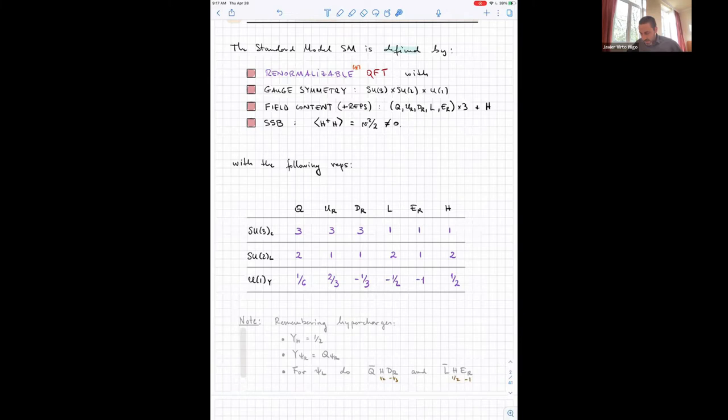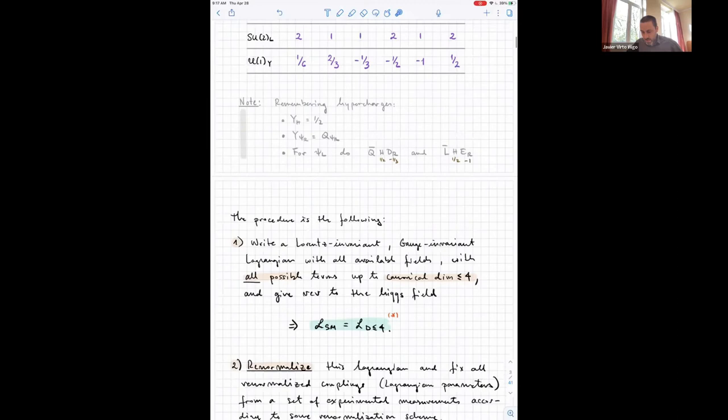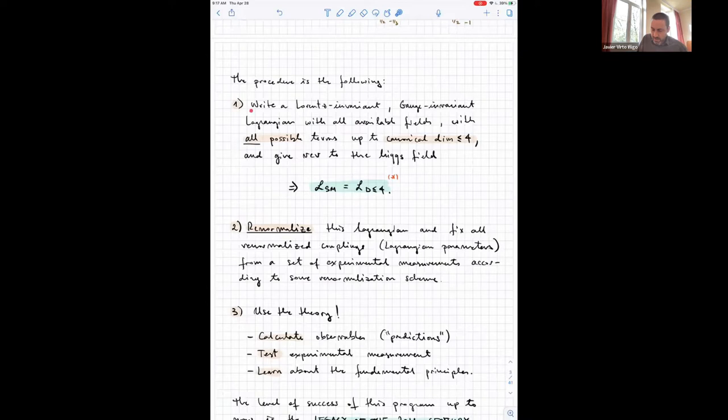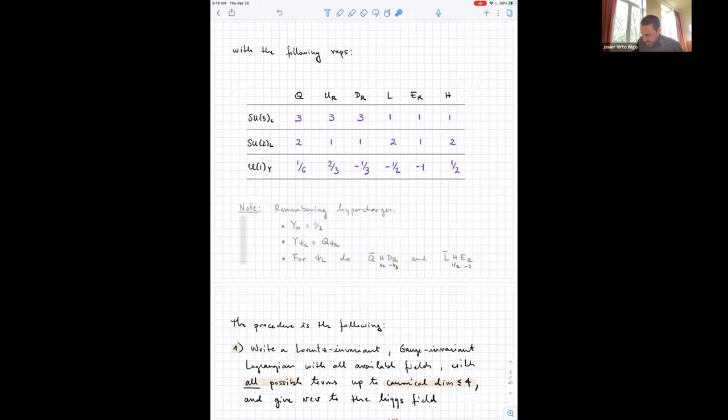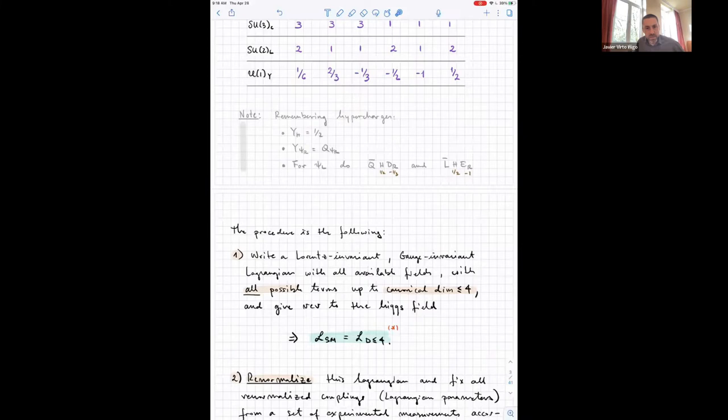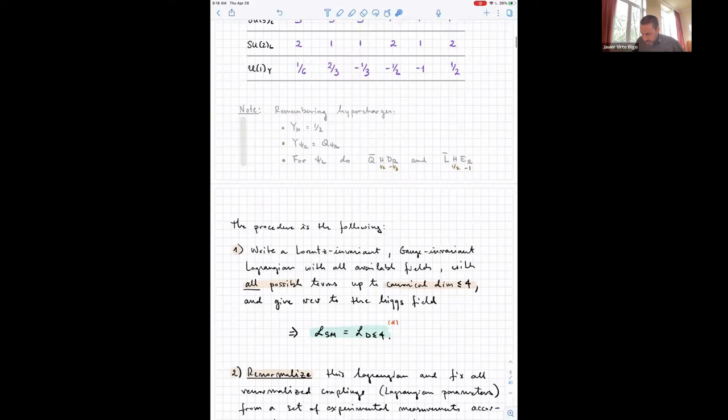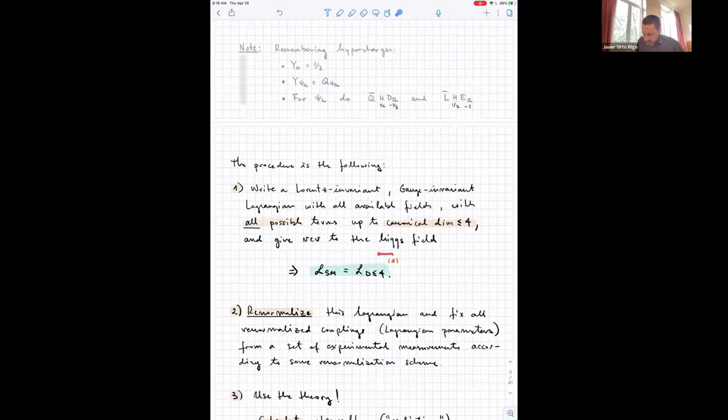Okay, and then the procedure is the following. First, you write the Lorentz-invariant, gauge-invariant Lagrangian with all the fields that you have in your table here, okay? And you write all possible terms up to canonical dimension 4, and this dimension you calculate by knowing that scalars are dimension 1, fermions are dimension 3/2, and gauge fields are dimension 1, okay? And then what you get is the standard model Lagrangian, okay?